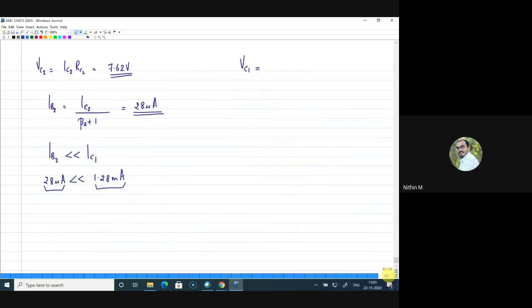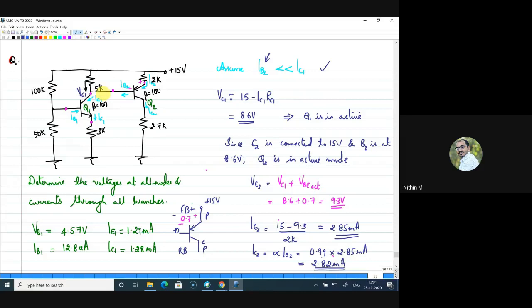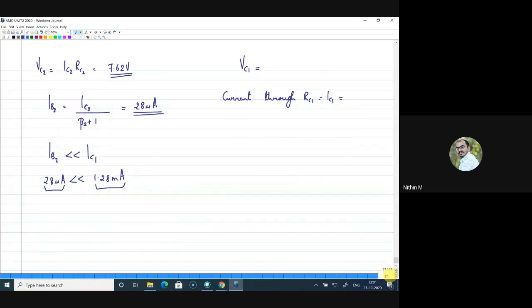So let me get the current through RC1. The current through RC1 is equal to the collector current, which is the current through the transistor. From this, I should subtract the other current, right? That is IB2. From IC1, I should subtract IB2. That is equal to 1.28 milliamps minus 28 microamps. That will result in 1.252, I guess. You can cross check.